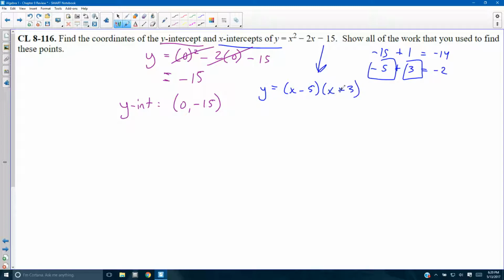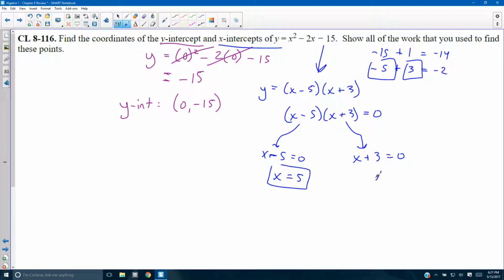So for x-intercepts, I have to set this product equal to 0. (x minus 5) times (x plus 3) equals 0. If that's true, then either x minus 5 equals 0, or x plus 3 equals 0. Once again, only one of these has to be 0. If this is 0, that means x is 5. If this is 0, that means x is negative 3. The x-intercepts themselves are (5, 0) and (negative 3, 0). Two of them.